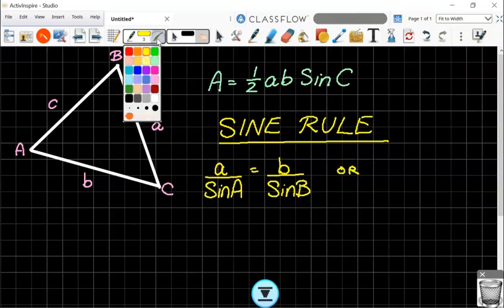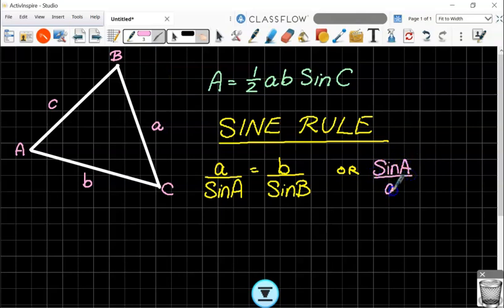Or we could have, yes, we'll go pink, sine A over a equals sine B over b. What is the difference between these two? Anything? Or if I gave you $10 to say what's one thing that's different, what is it?